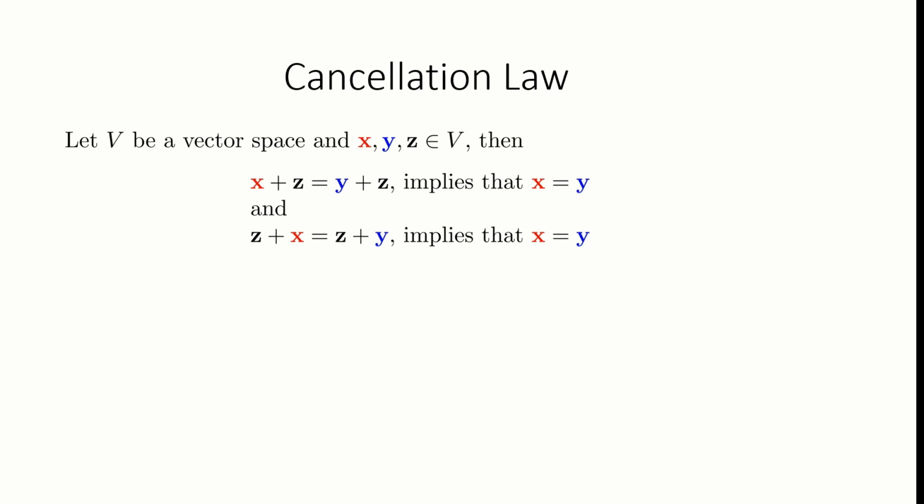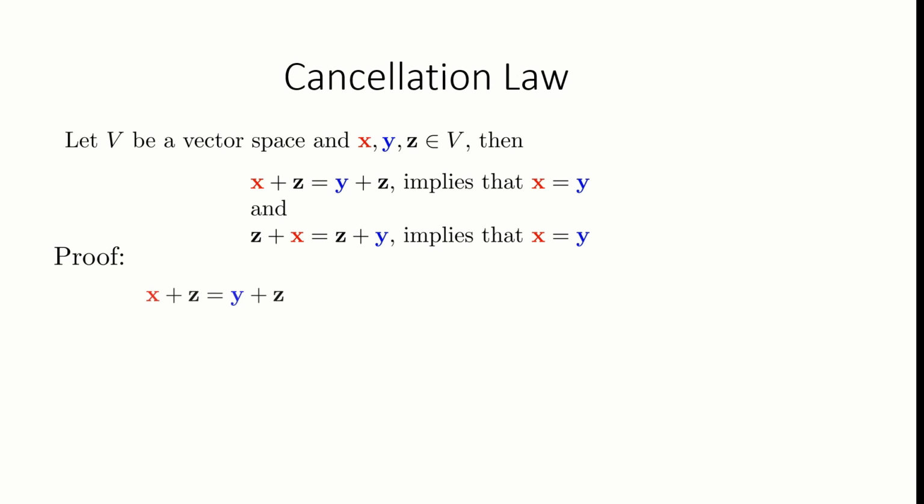Cancellation law for vectors says that if x plus z is equal to y plus z, we can cancel out z and conclude that x is equal to y. And likewise, we can infer the equality of x and y if z plus x and z plus y are equal. Let us prove this law.